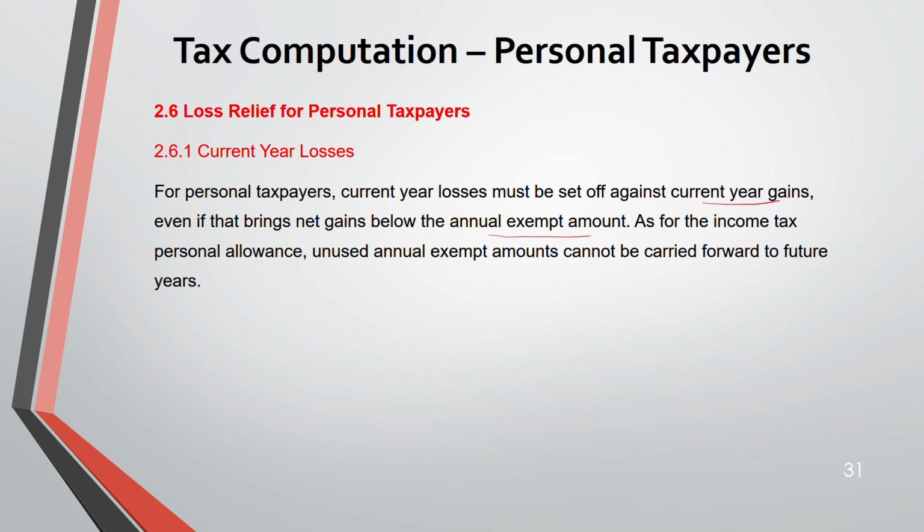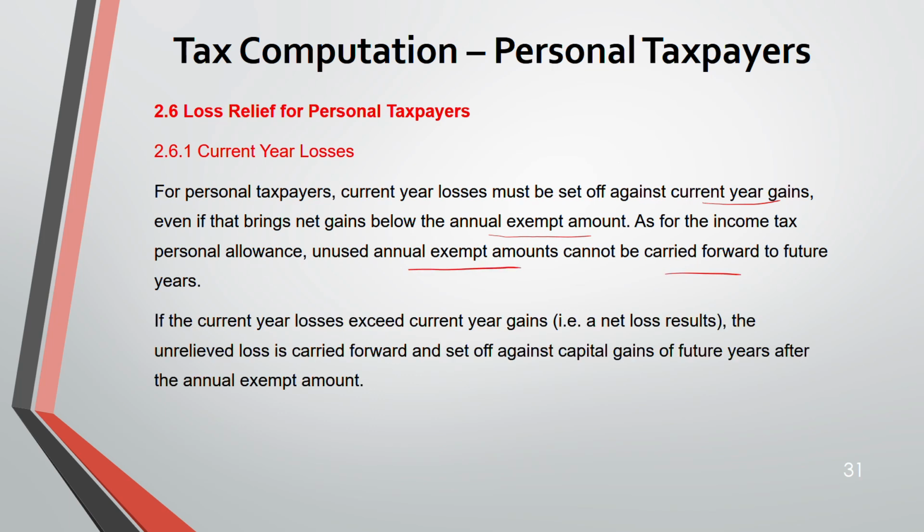And the unused annual exempt amount you cannot carry forward. That is a disadvantage. And if the current year losses exceed your gain, that means you have a net loss, then that unrelieved loss you cannot set off against your trading income. But the unrelieved loss you can carry forward and set off only against your capital gain, not trading income. This is the only difference from my previous lecture, where you carry forward and set off against future trading profit. Here it is capital loss with capital gain.